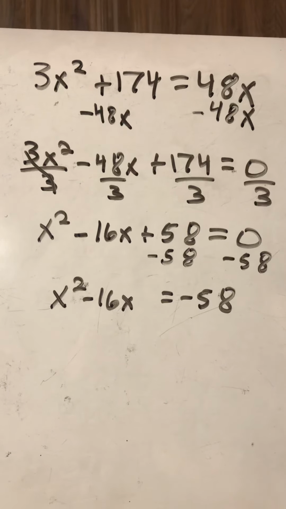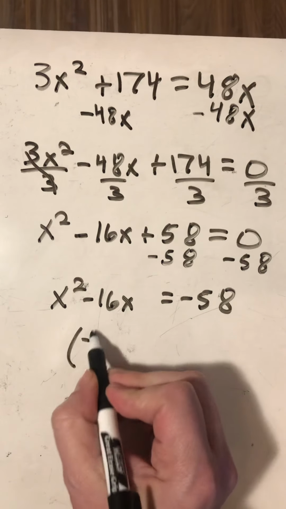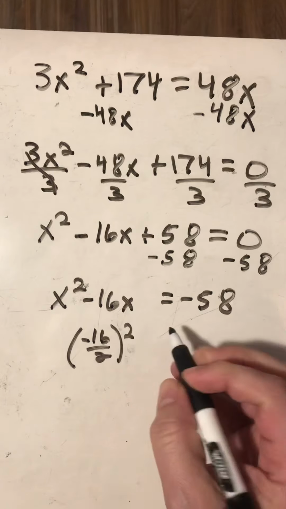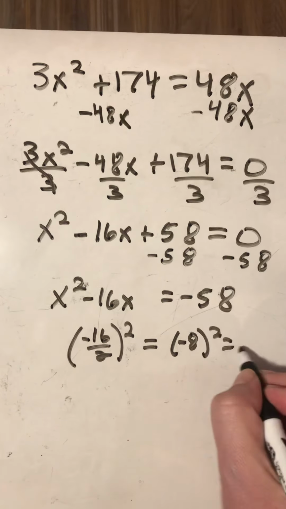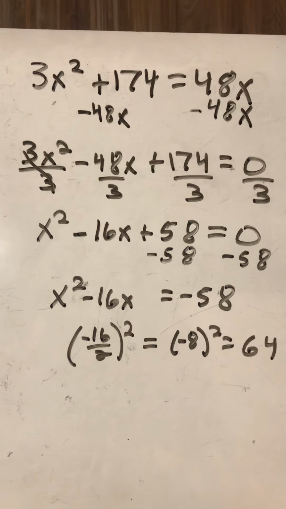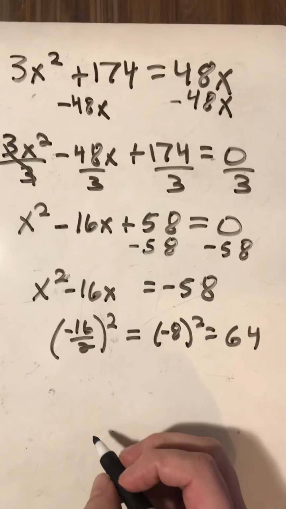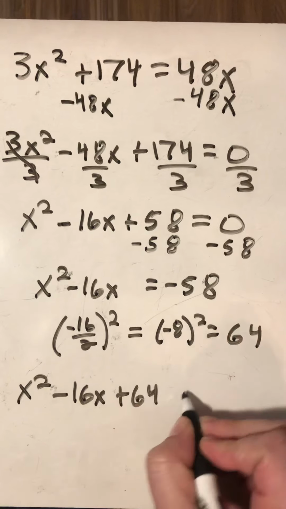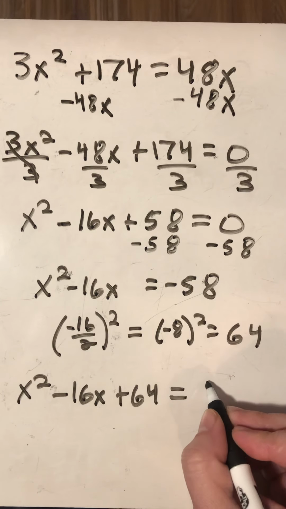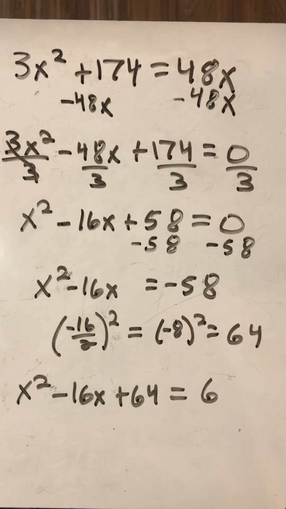And now is when I find the term that completes my square. I'm going to do the b term divided by 2 squared. So that's going to give me negative 8 squared, which is 64. So that's what I need to add to both sides of my equation. Okay, guys? So I'm going to end up with x squared minus 16x plus 64 equals, I'm going to end up with 6 over here. All right? So you've got x squared minus 16x plus 64 equals 6.